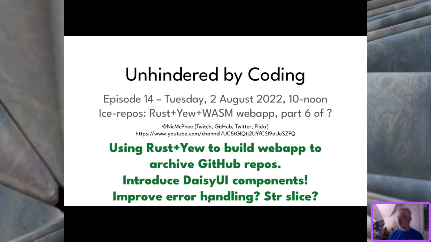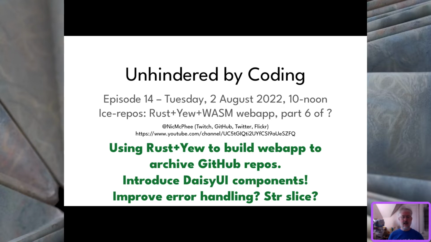So this is episode 14 of Unhindered by Coding. We're building at the moment a web app using Rust and the Yew library for Rust, which is kind of React for Rust and WASM, WebAssembly. And we've managed to get the basics of an app up that can request repos from GitHub and display them.